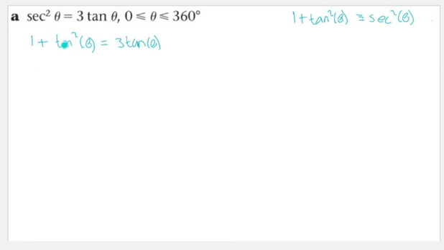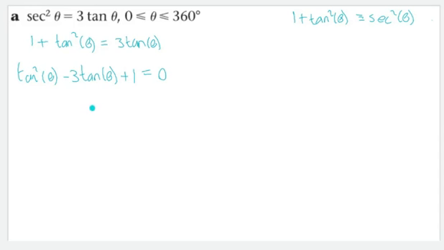Cool. Now what kind of equation have we got? A quadratic. So we rearrange this to make 0 the subject. Putting everything on the left-hand side and reordering it a little bit, we have tan squared theta minus 3 tan theta plus 1 is equal to 0. And then now we just need to solve this. Do we know how to solve a quadratic equation like this?